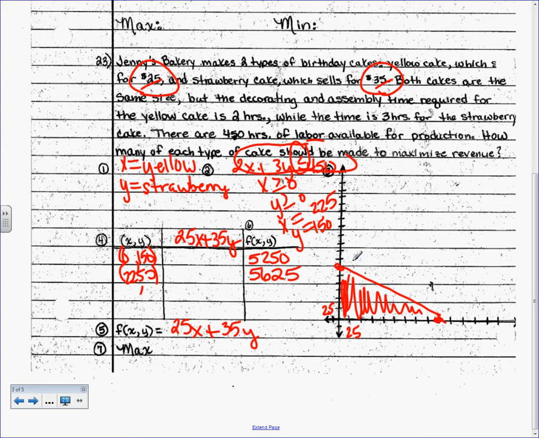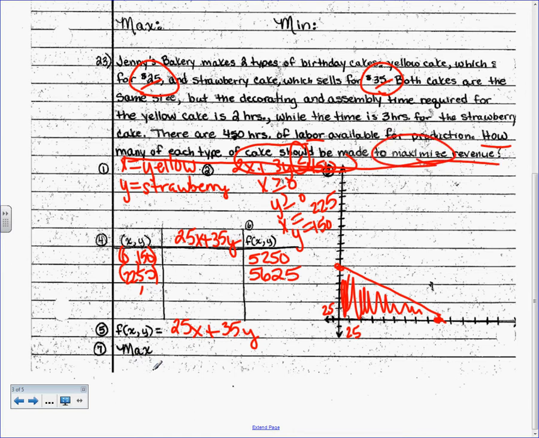That says 225, 0. I know it's kind of hard to see. Did you get it right? Okay, good. All right, great. Did you guys get that? So let's actually go back to what the question wants, right? How many of each type of cake should be made to maximize revenue? That's why I just want the max here.